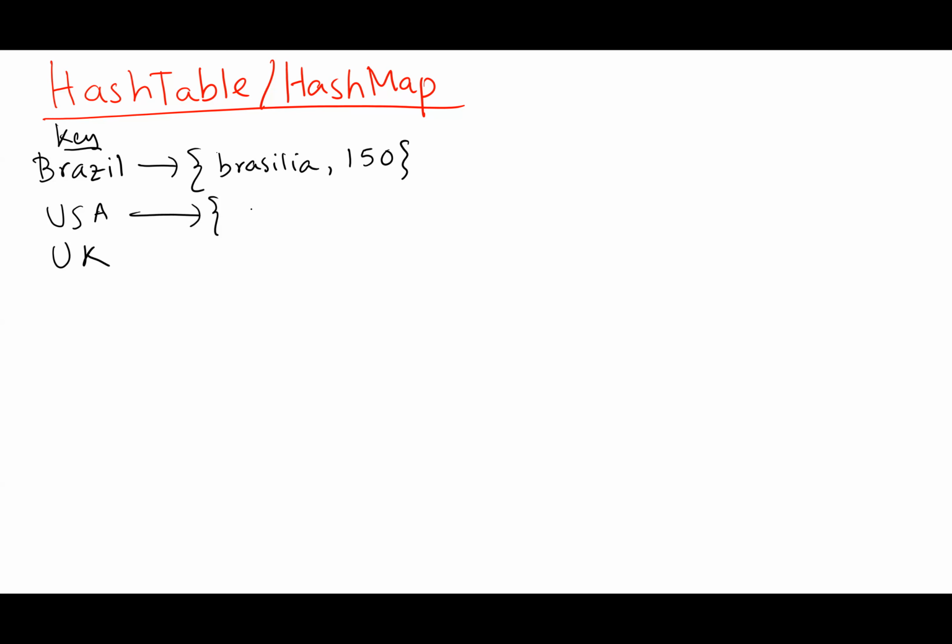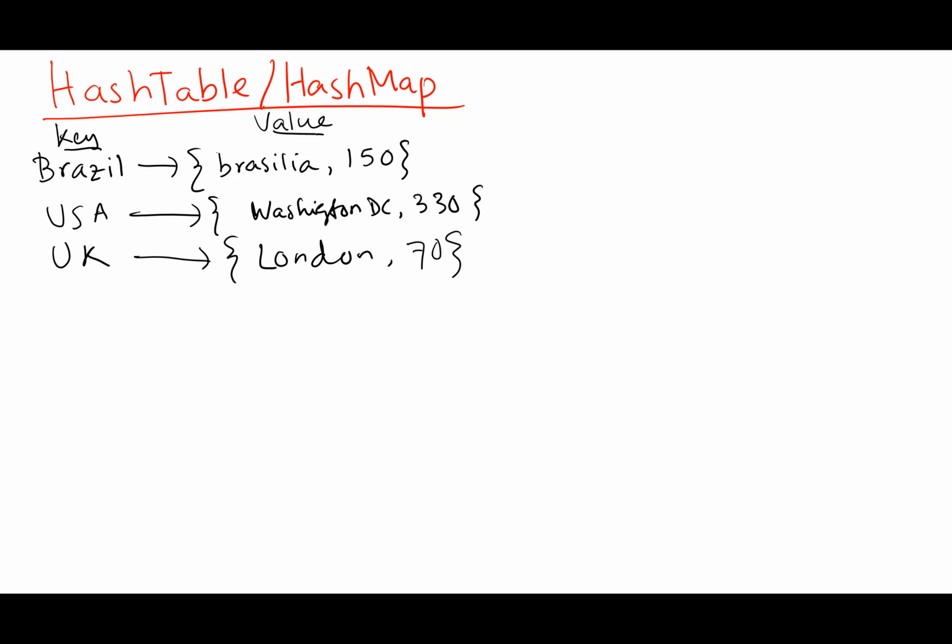USA is Washington, D.C., population like 330 million. UK, 70, something like that. So basically, this is an example of key-value pairs, and every key is mapped to a value. This is one of the best things that can be stored in a hash map.